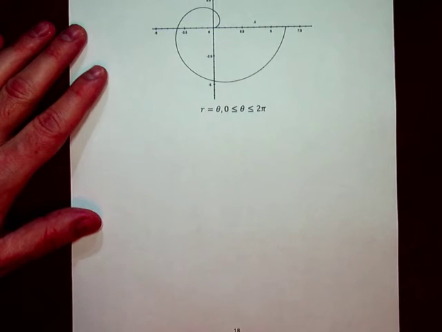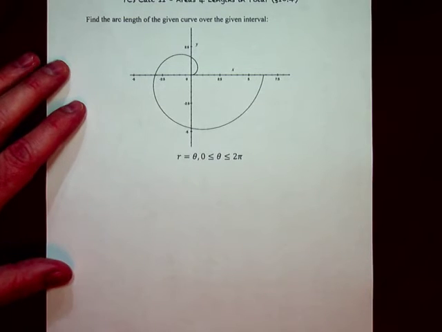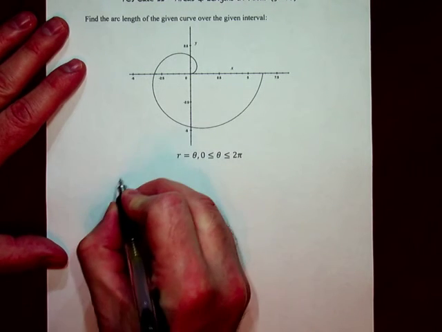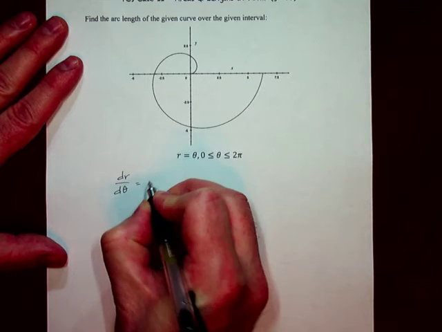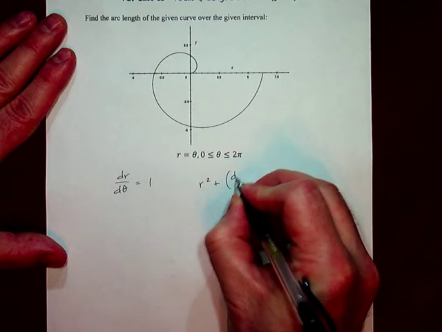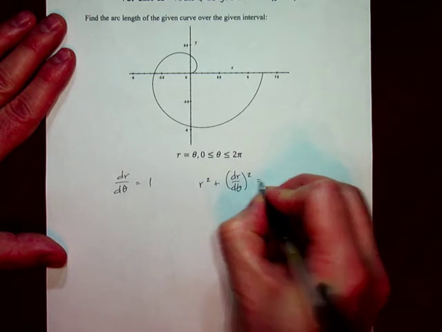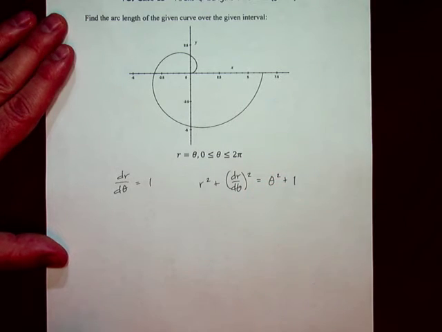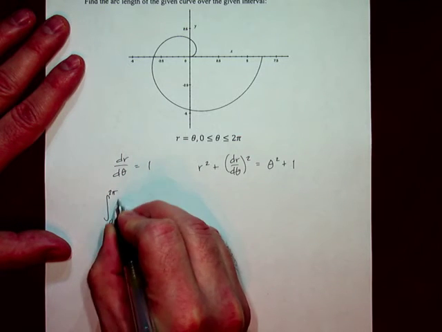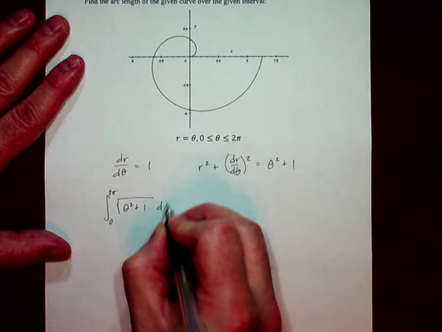All right. Let's go ahead and take a look at this one. Now, we usually don't look at spirals, but in terms of arc length, it's a fun one. So let's go ahead and find the arc length of r equals theta from 0 to 2 pi. Okay, well, let's find our dr d theta. Well, that's easy. That's just 1. So that means that my r squared plus dr d theta squared is going to be theta squared plus 1. So the integral from 0 to 2 pi of the square root of theta squared plus 1 d theta.